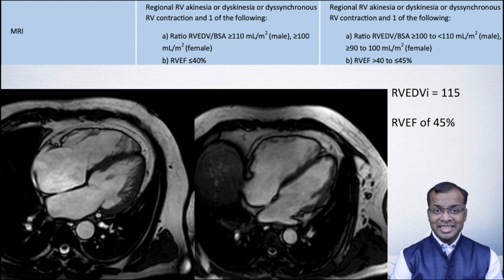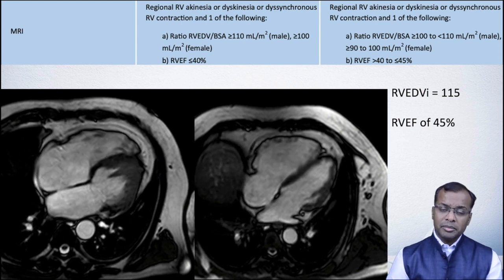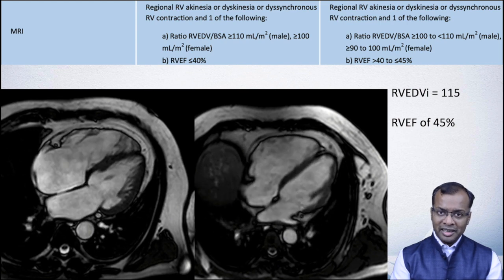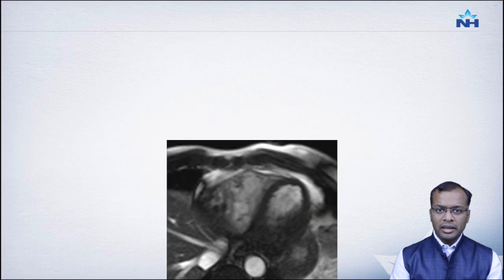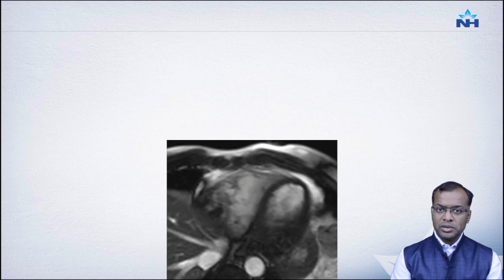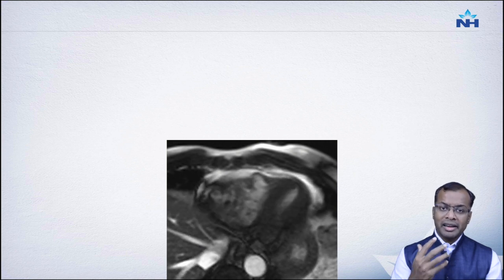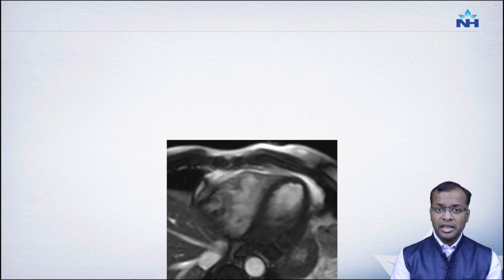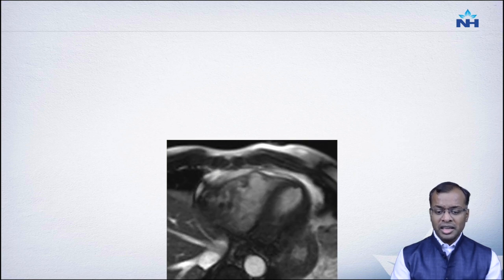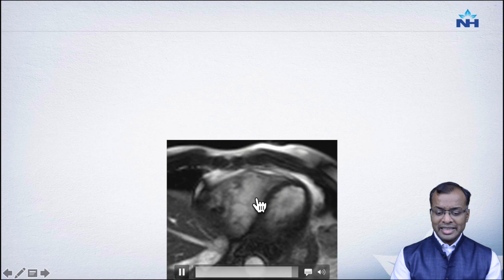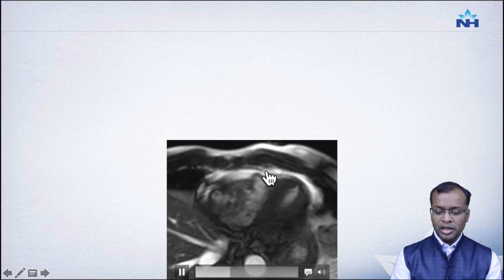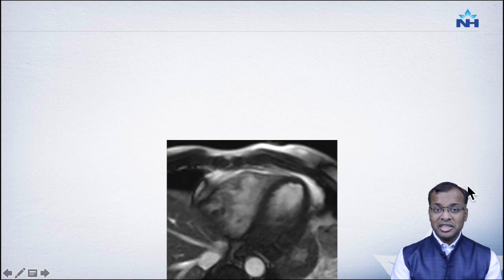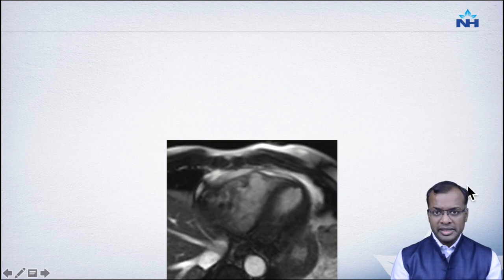So we don't necessarily say this is ARVC, but we say that this satisfies one major criteria of the ARVC diagnosis. Let's look at another case. It's also important to know that there are some conditions which may mimic ARVC and you need to be careful about these conditions. Sometimes where the moderator band gets inserted into the RV free wall, you might see focal areas of dyskinesis, and that may trigger us to think that this could be ARVC.